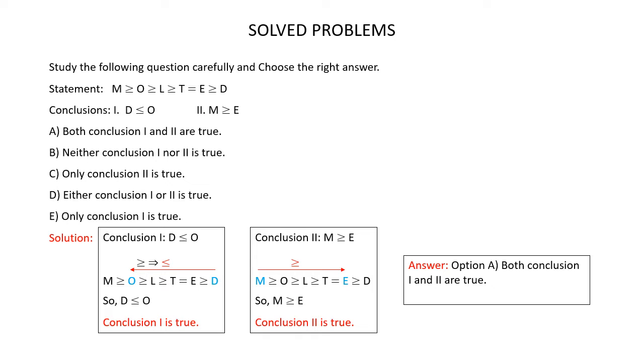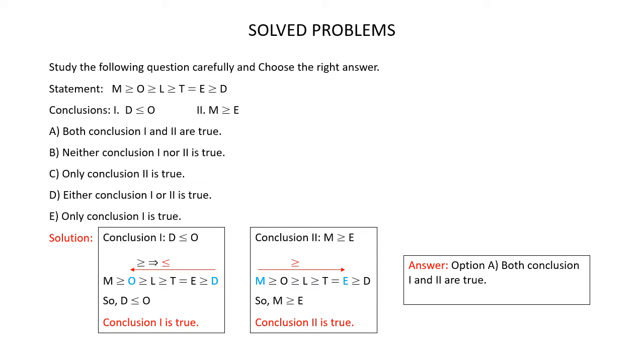So let's consider conclusion 1 first. Conclusion 1 is D is less than or equal to O. So first write the given statement. Now we have D here and O here. So to find the relationship between D and O, we have to move from D to O in the backward direction. So when we move from D to O in the backward direction, we get the symbols greater than or equal to, greater than or equal to, and greater than or equal to.